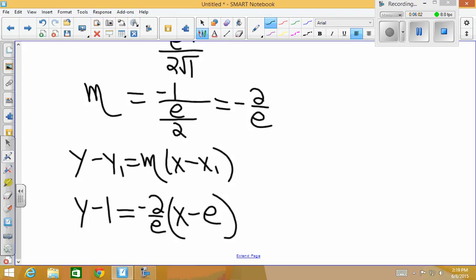So an equation of the line tangent to the curve at the point corresponding to the given value of the parameter is y minus 1 equals negative 2 over e, times x minus e.